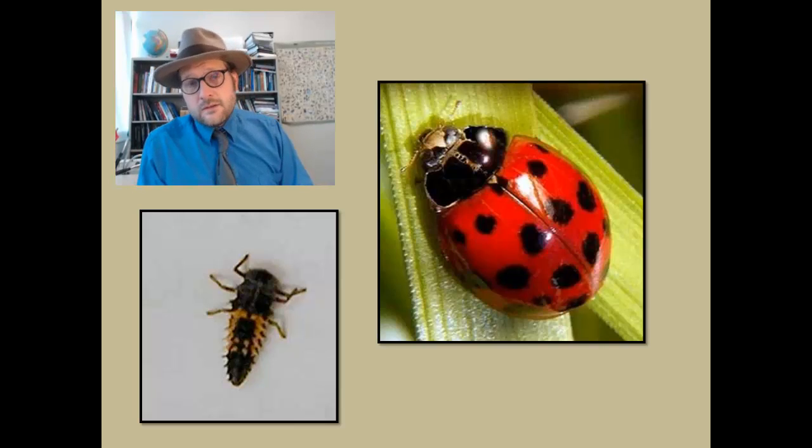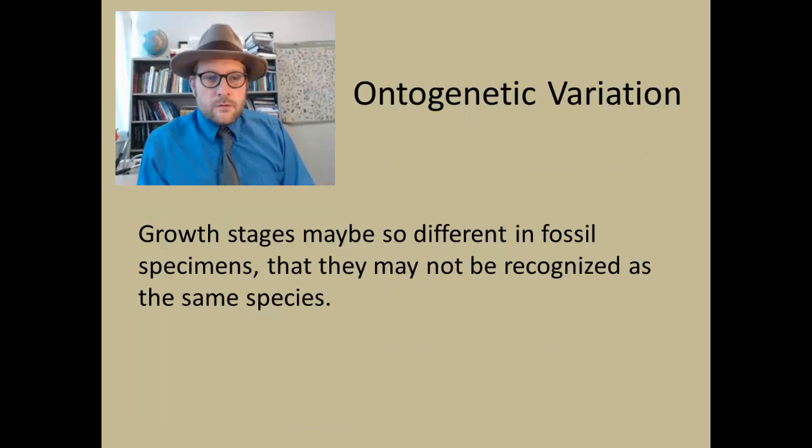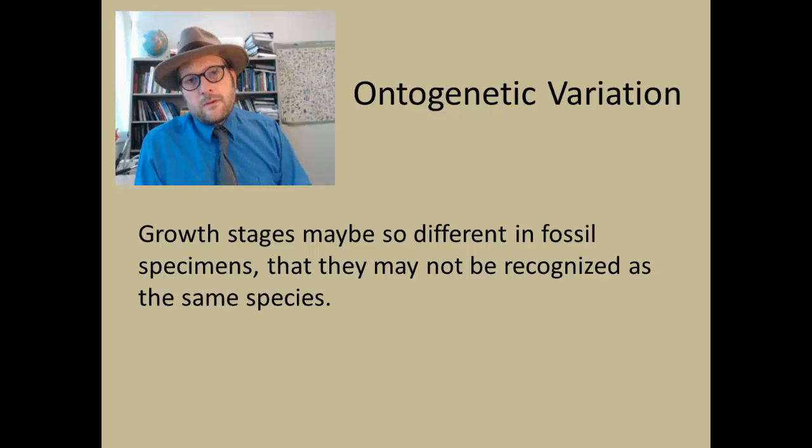So what ontogeny is, and what ontogenetic variation has to do with, is how organisms change through time as they grow. So growth stages in organisms may be very different, and if you're trying to recognize fossil specimens and you only had fossils of ladybugs, if you saw their juvenile larval stage, you'd probably think that they're a completely different type of creature and not the same species. And we're going to encounter this problem throughout the fossil record, trying to untangle the ontogenetic series of fossils and how they change their shape and their features as they get older.